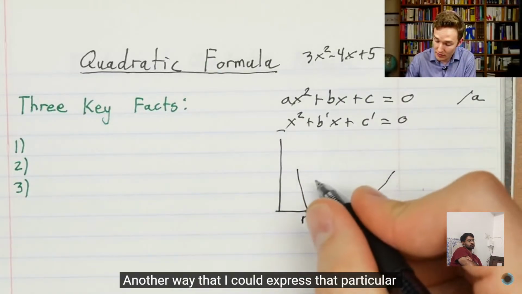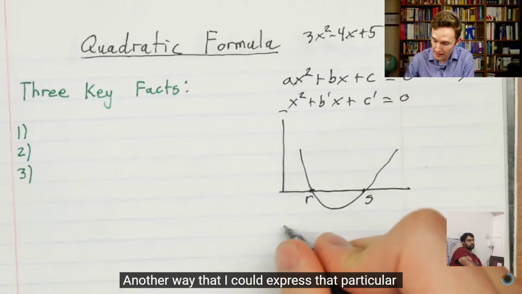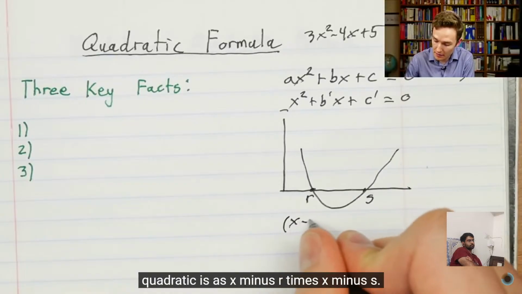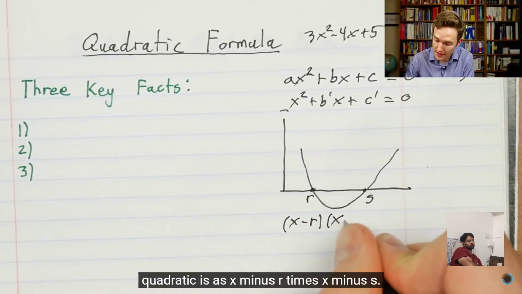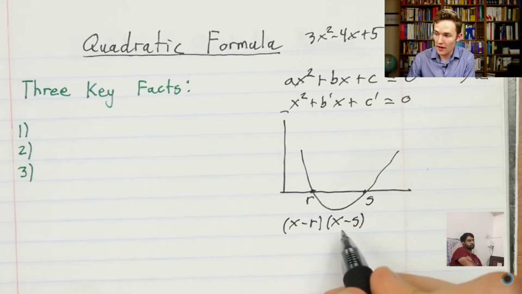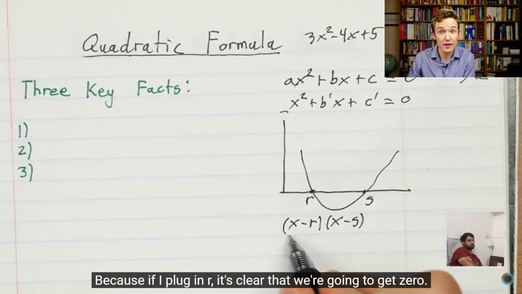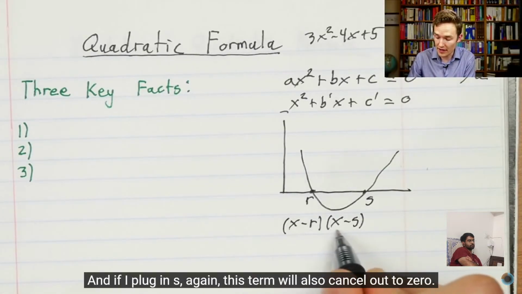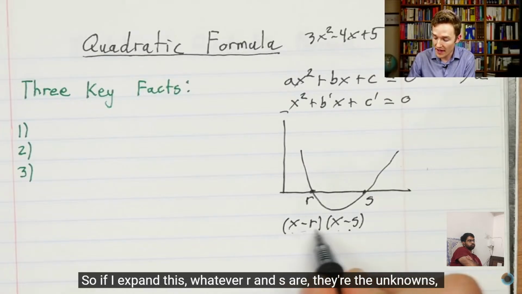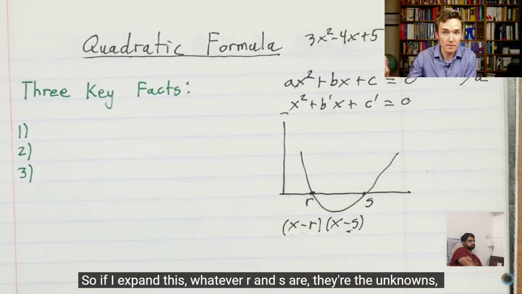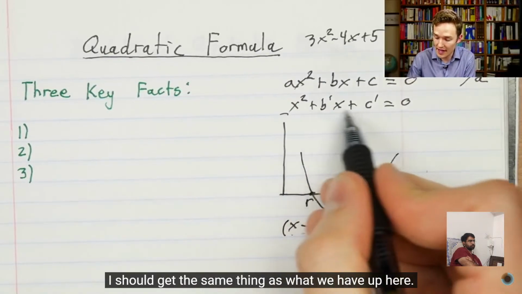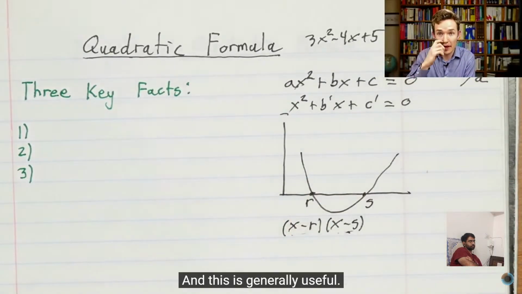Another way that I could express that particular quadratic is as x minus r times x minus s. Because if I plug in r, it's clear that we're going to get 0. And if I plug in s, again, this term will also cancel out to 0. So if I expand this, whatever r and s are, they're the unknowns, I should get the same thing as what we have up here. And this is generally useful.